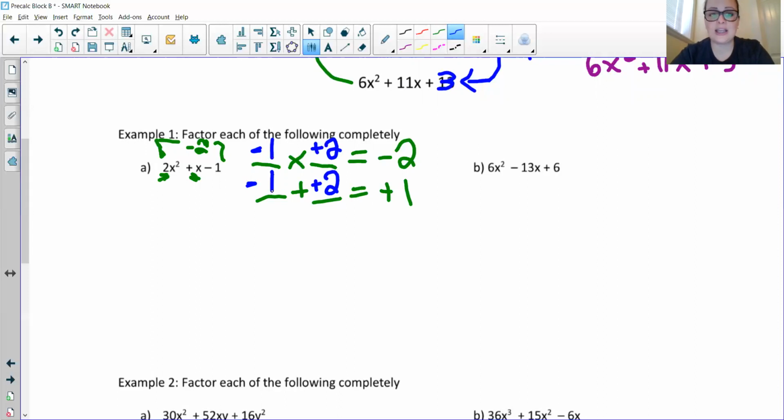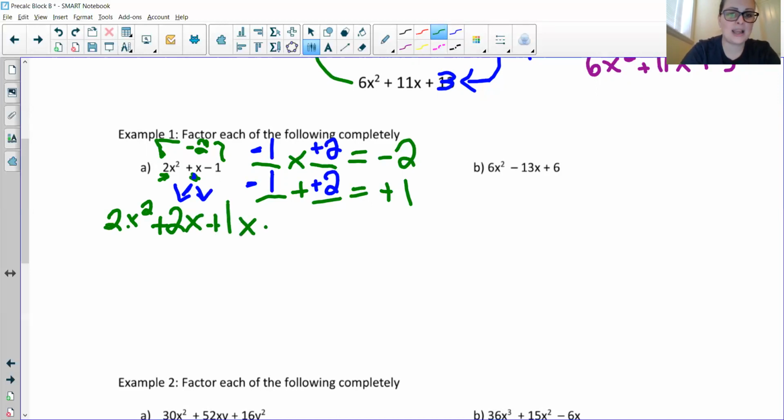And we double check, is -1 times positive 2, -2? Yes. And is -1 plus 2, positive 1? Yes. So with decomp method, we're going to rewrite this out, but instead of writing that middle term, we're going to decompose it into these 2 magic numbers that we found. All right, so I'm going to rewrite that as 2x squared plus 2x plus 1x minus 1.